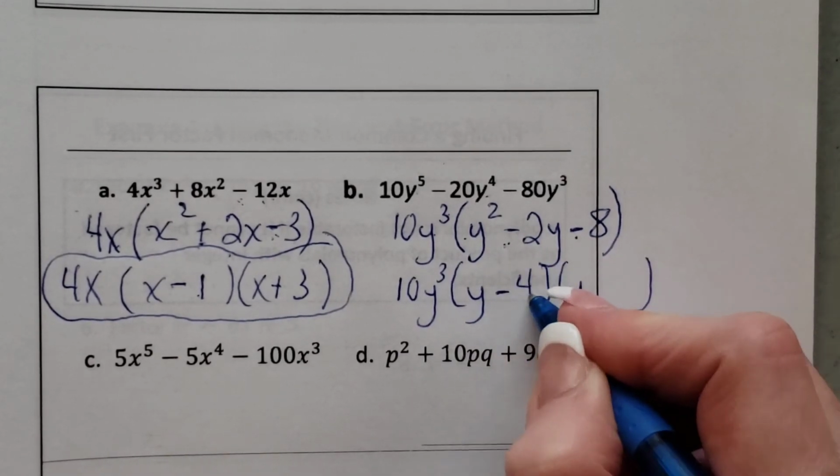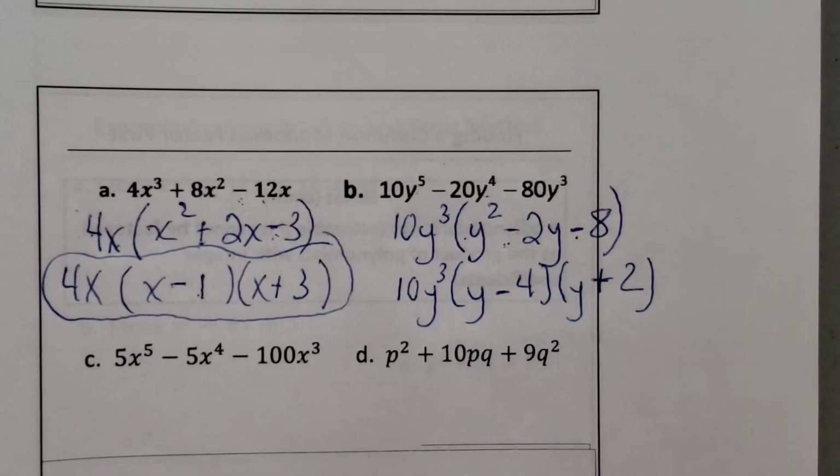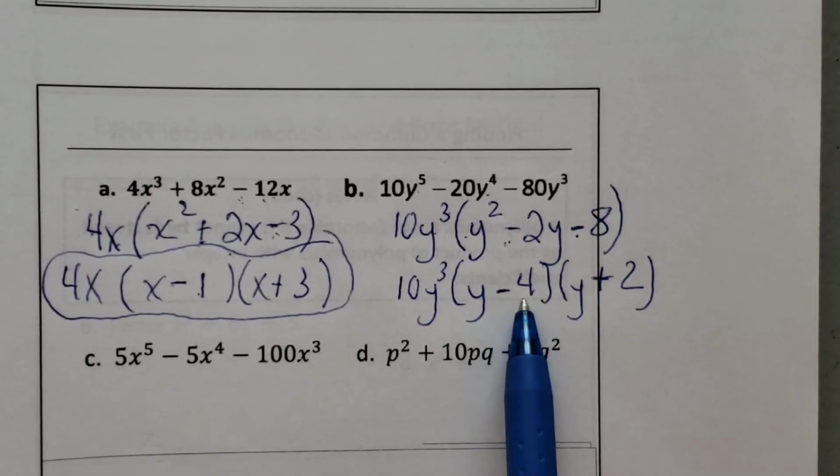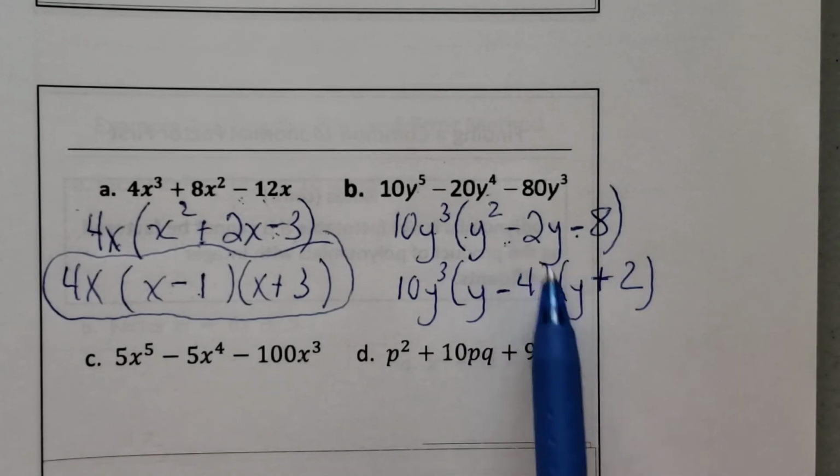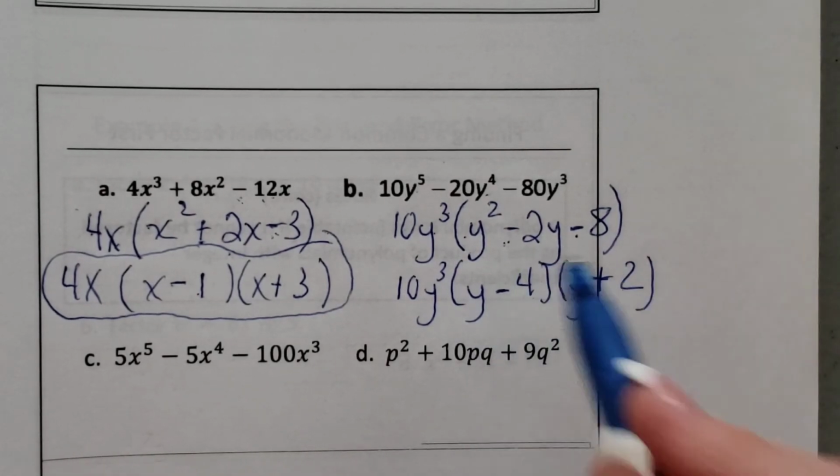So -4, +2. Double check it. Does -4 times 2 give me -8? Yes. Does -4 plus 2 give me -2? Yes.